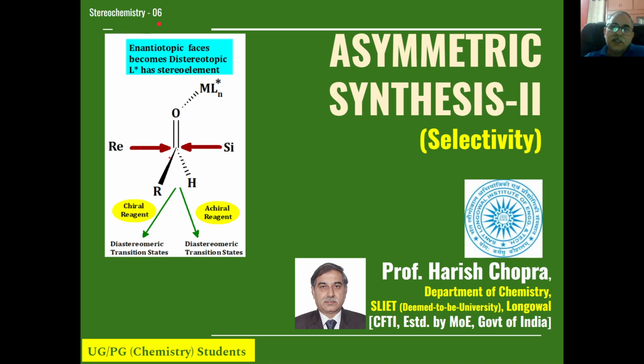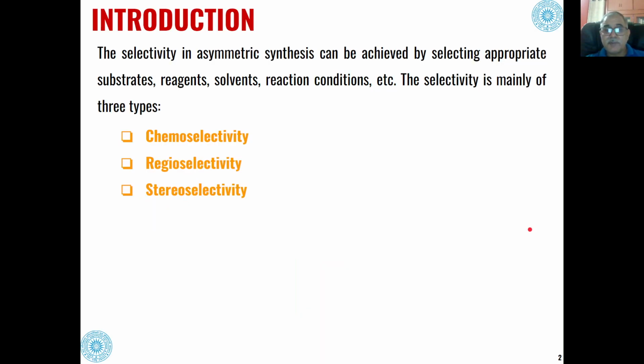Dear students, continuing with our lecture series on stereochemistry, this is our sixth lecture and second lecture on asymmetric synthesis. In the last lecture, we discussed some basic concepts of asymmetric synthesis, and in this lecture we will see the details about selectivity in asymmetric synthesis, and this selectivity can be achieved by selecting appropriate substrates or reagents or solvents or reaction conditions.